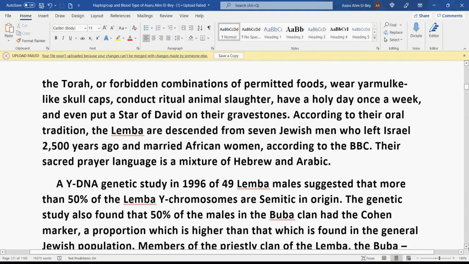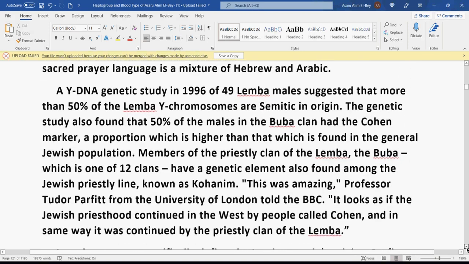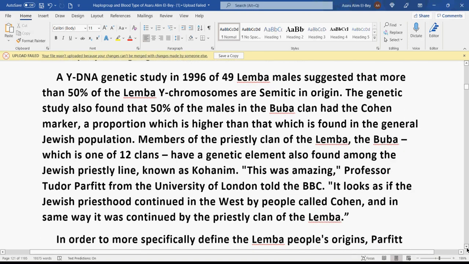According to their oral tradition, the Lemba are descended from seven Jewish men who left Israel 2,500 years ago and married African women, according to the BBC. Their sacred prayer language is a mixture of Hebrew and Arabic, which is what ours is also. Remember, we spoke about the fact that Algonquin is part Hebrew and Arabic, and it's talking about old Hebrew in particular, which is Phoenician.